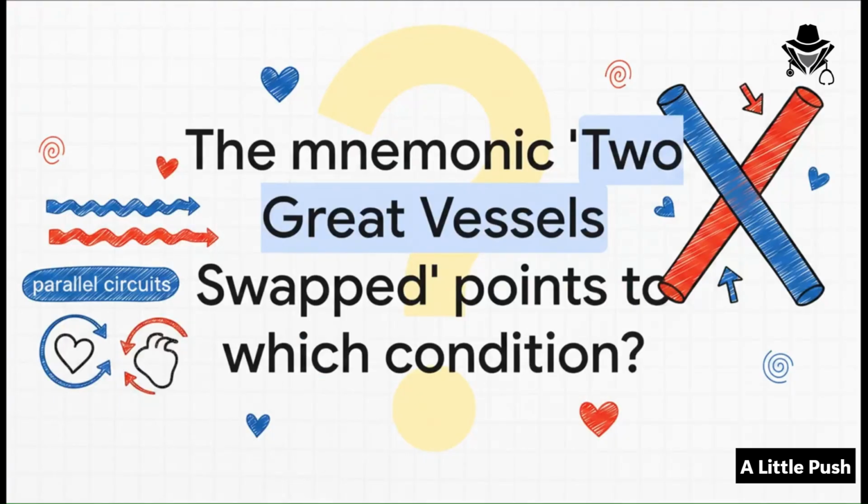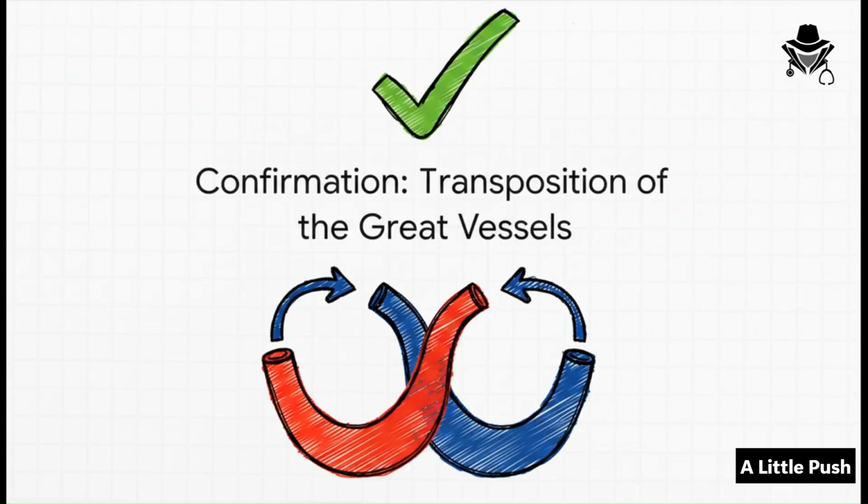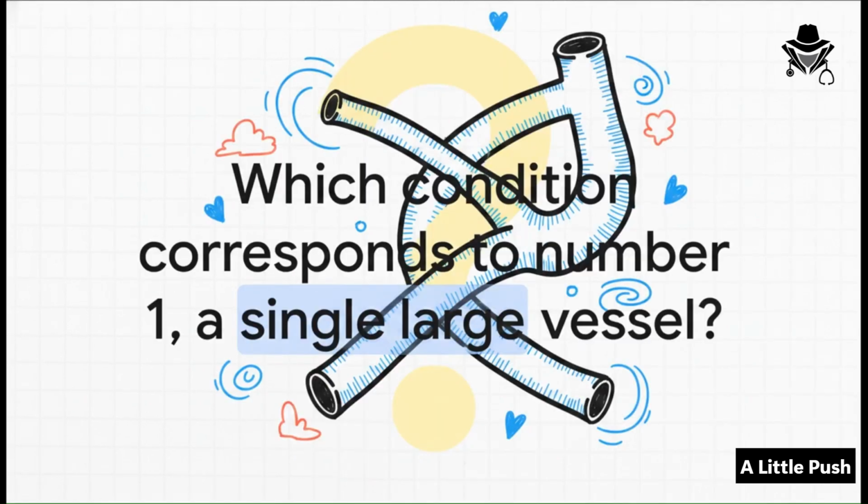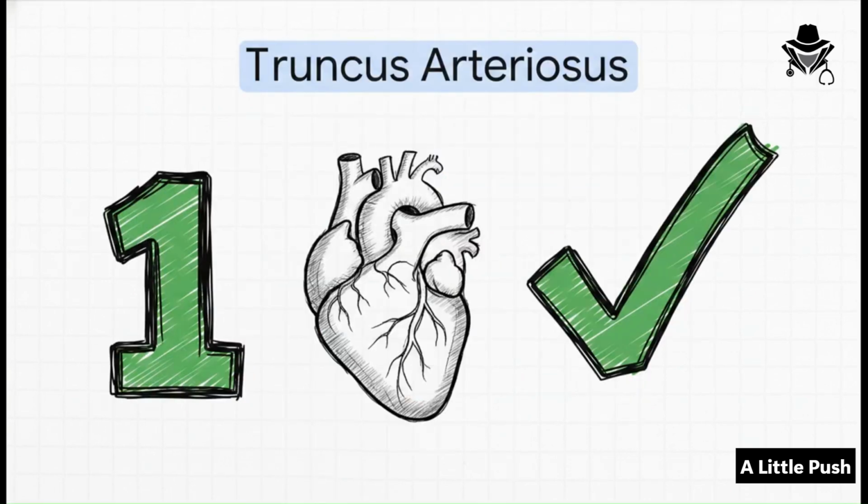All right, next one. Remember the one with the 2 separate parallel circuits? That's it. Transposition of the great vessels. That's where the aorta and pulmonary artery are completely swapped. Okay, last question. Which one was about that single large vessel, the one trunk that didn't divide? Yes, Truncus Arteriosus. You nailed it.